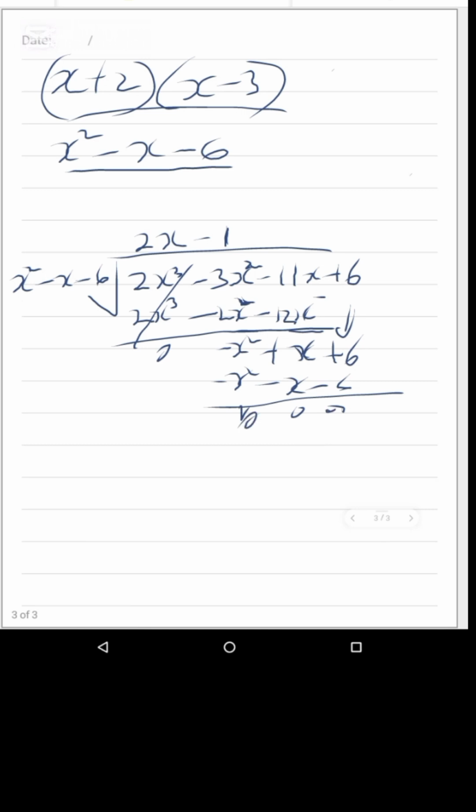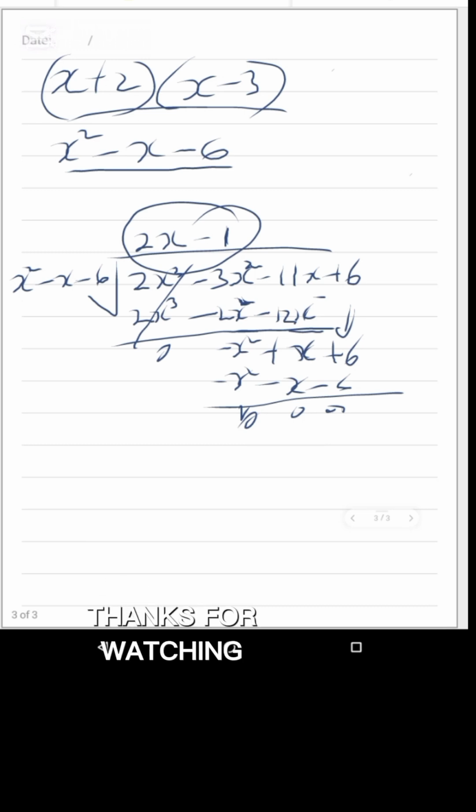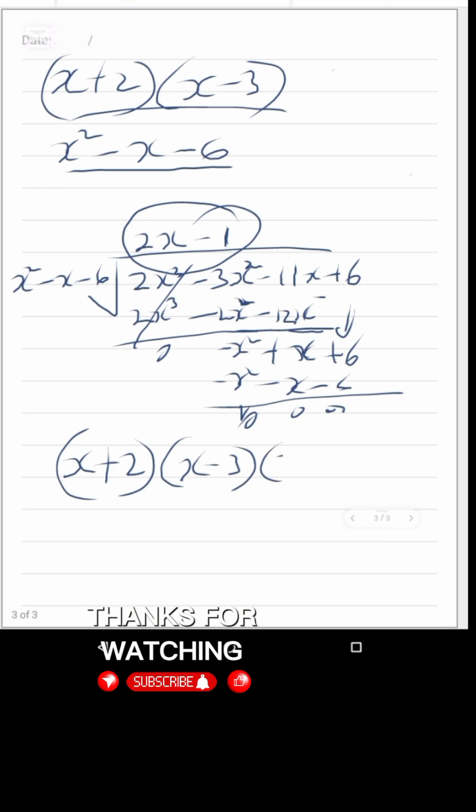So our third factor is 2x minus 1. So the factors are x plus 2 into x minus 3 into 2x minus 1, and that is your solution.